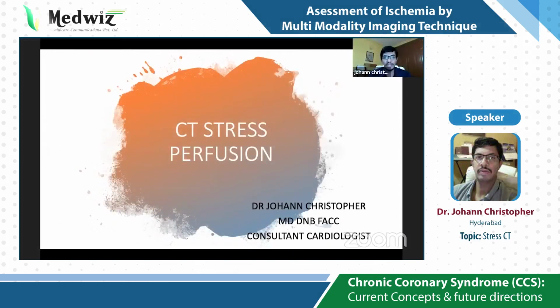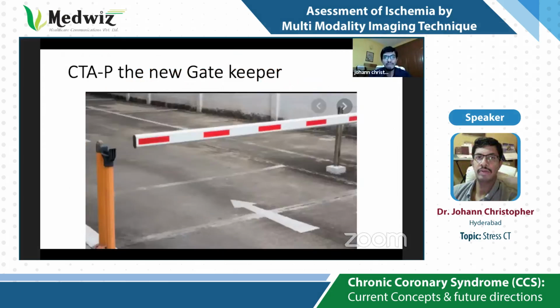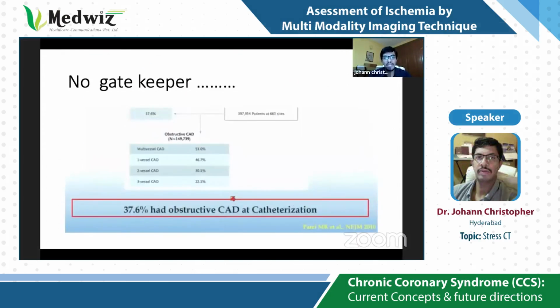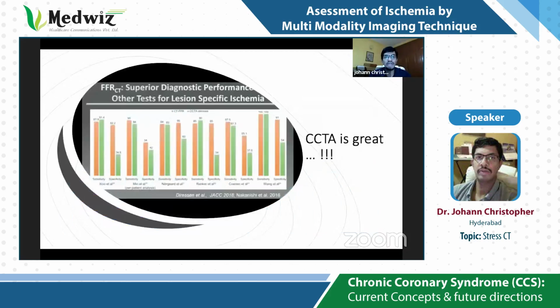I will be introducing the new kid on the block, and that's CT stress perfusion. CT perfusion is obviously the new gatekeeper. And if you look at this paper in the NEJM in 2010, you will clearly see that if you did not have a good gatekeeper, only 37% of the cases that you sent to the cath lab had an obstructive CAD. So the need of the hour is obviously a good gatekeeper.